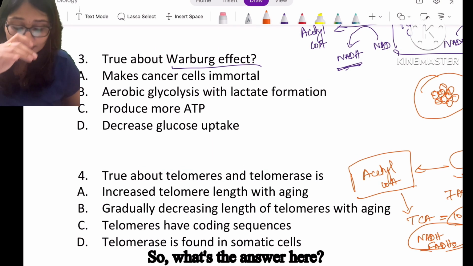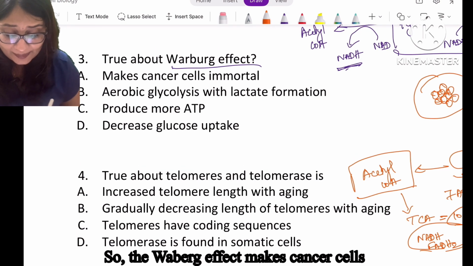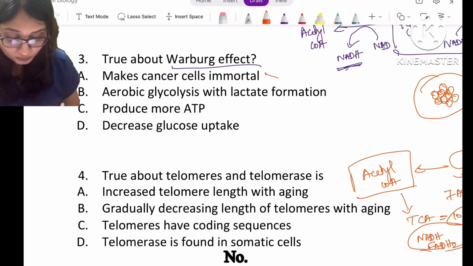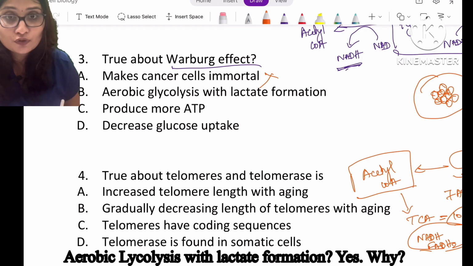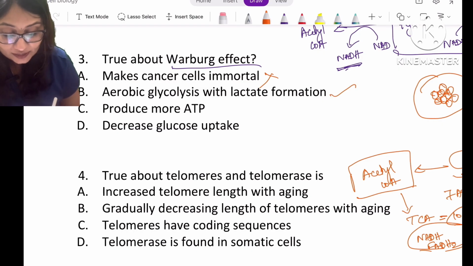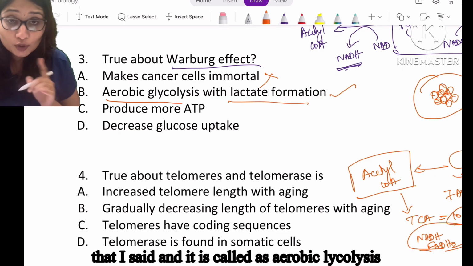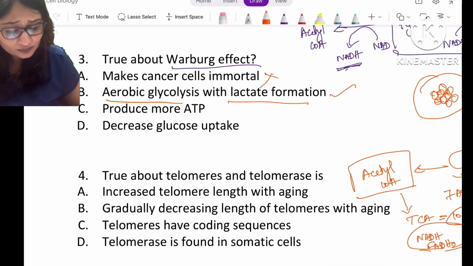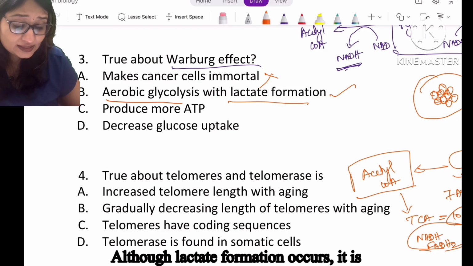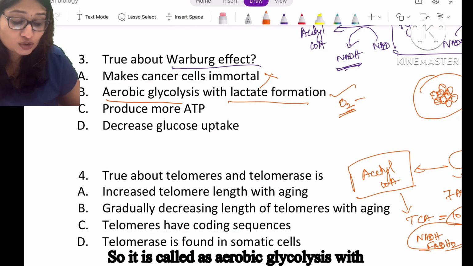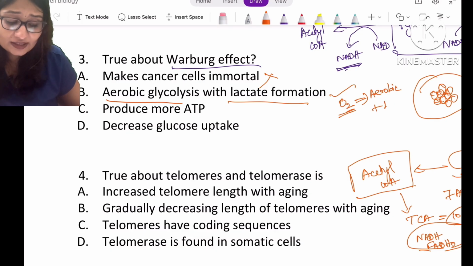So what's the answer here? The Warburg effect makes cancer cells immortal? No. Aerobic glycolysis with lactate formation? Yes. Why? Lactate formation is increased for the reason that I said, and it is called aerobic glycolysis because although lactate formation occurs, it is occurring in the presence of oxygen. So it is called aerobic glycolysis with lactate formation.